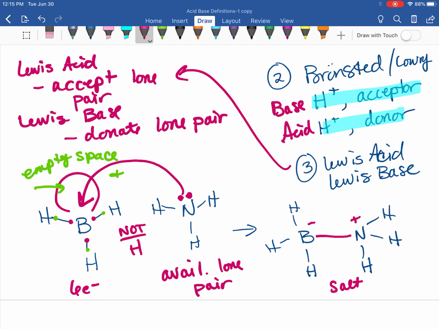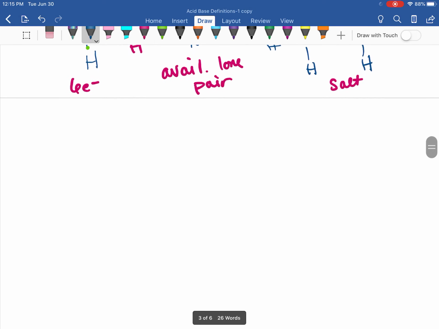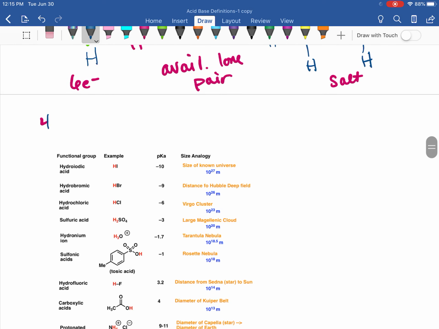They're all important. We're going to use every one of these definitions this semester. So these are our common definitions of acids and bases. I am going to include a fourth definition. Oh, I need to give myself just a little bit more space there. Okay. Number 4 definition.